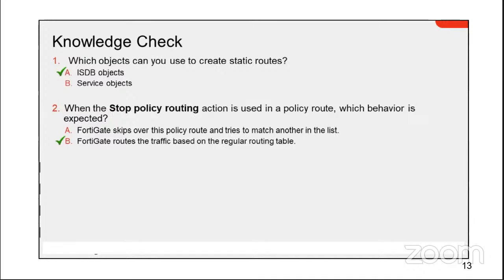When the stop policy routing action is used in a policy route, which behavior is expected? FortiGate routes the traffic based on the regular routing table. Yes, it is going to skip the firewall policy and use the static routes that you have in place. If you do not have any static route in place as well, what is the default behavior? The default behavior is the same as a normal router. If you do not match any route, it will drop the packet. The same thing happens over here as well.